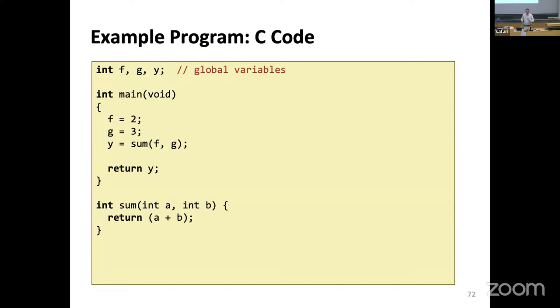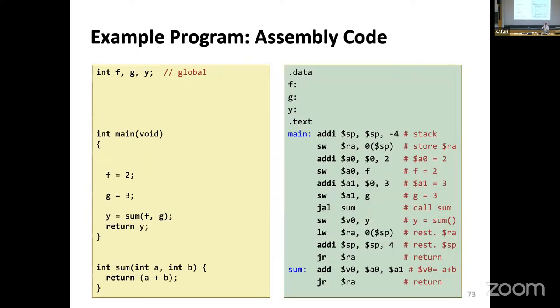Now, here is a very simple example, just to see in high-level code. We have a main function where I have three variables, F, G, and Y. I call a function. That function doesn't do much, but still returns something. How does that end up in the memory? It's a very small example, but it should illustrate what is happening.